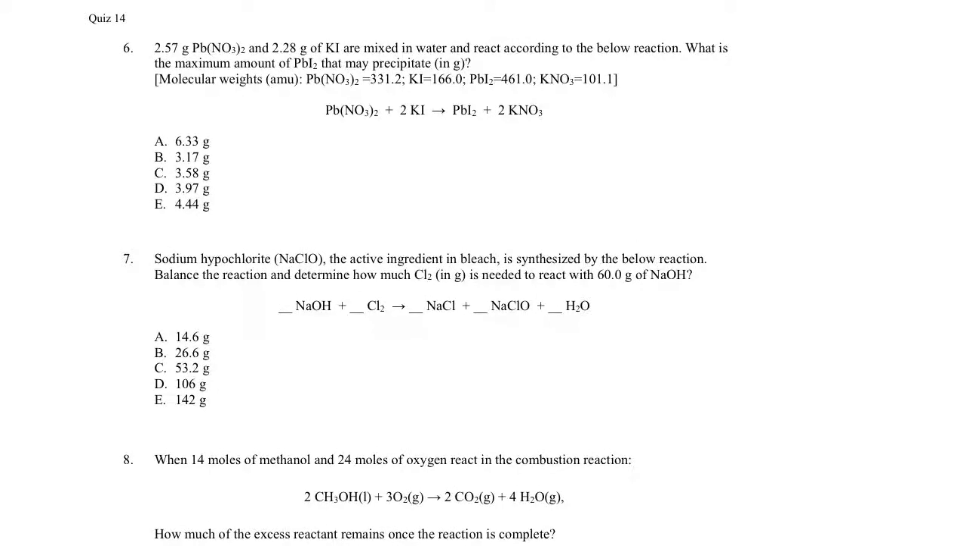Pb(NO3)2 and KI are mixed. What is the maximum yield of PbI2 that may precipitate, in grams? We're given some molar masses here to help us do the problem.